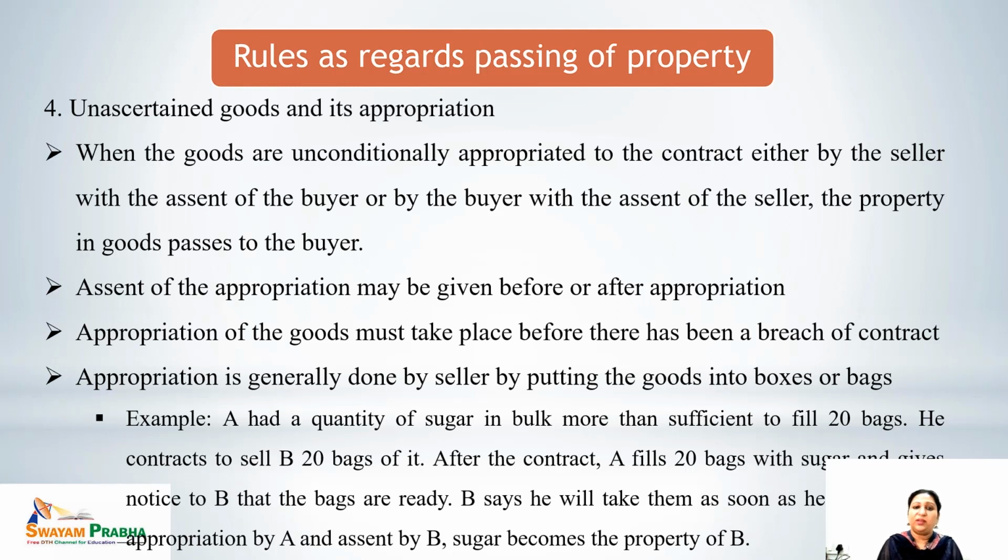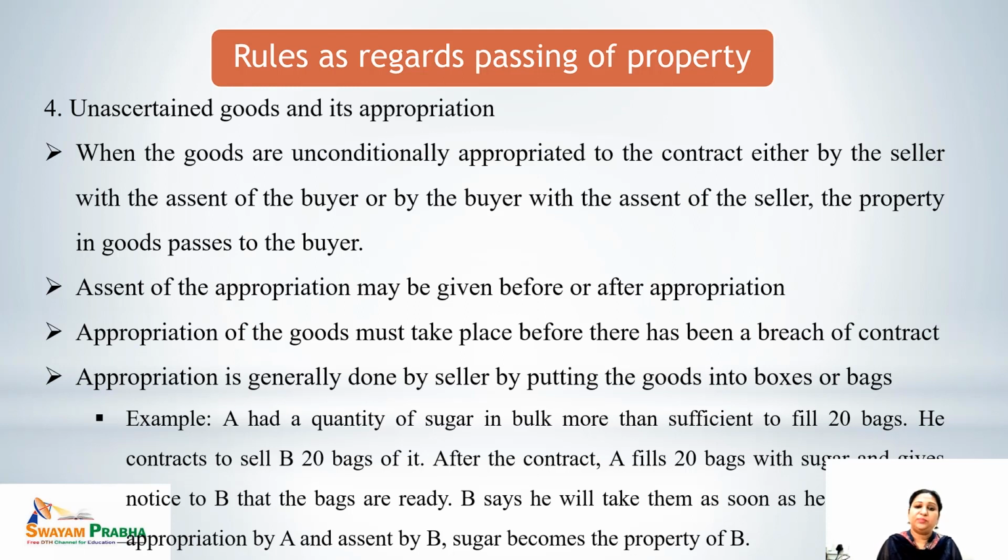So the important thing to note here is that the assent must be given. It may be either before the appropriation or after the appropriation, it is immaterial, but the assent for appropriation must come from both the parties. The appropriation of goods must take place before there has been a breach of contract. Once there is a breach of contract, the principle of appropriation of goods doesn't matter. Appropriation is generally done by the seller by putting the goods into the required box or into the required bag or into the proper packing material.